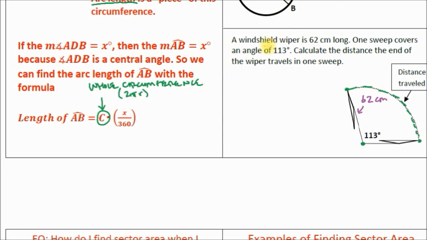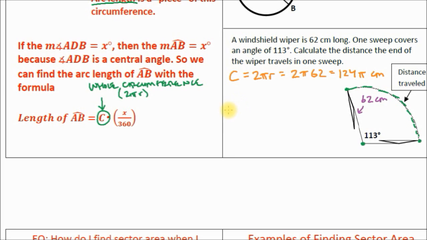Step 1, find the circumference of the whole circle first. The circumference is 2 pi r, which is 2 pi times 62, which is our radius. 62 times 2 is 124 pi, and this is measured in centimeters. So if this windshield wiper could go all the way around the circle, the end of the windshield wiper would travel 124 times pi centimeters, which is about 124 times 3.14. You could figure that out. But we don't want the whole circle. We want to know how far it travels in only 113 degrees.